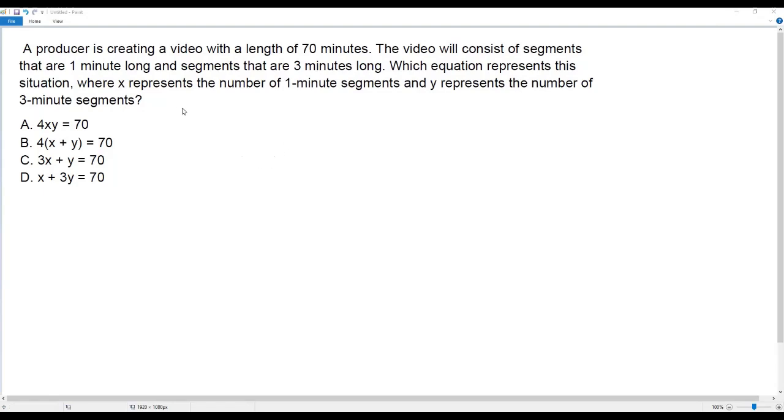Hello everyone. In this video, we are going to see a set of SAT math problems. Here is the first problem. Okay, let's go to the question.